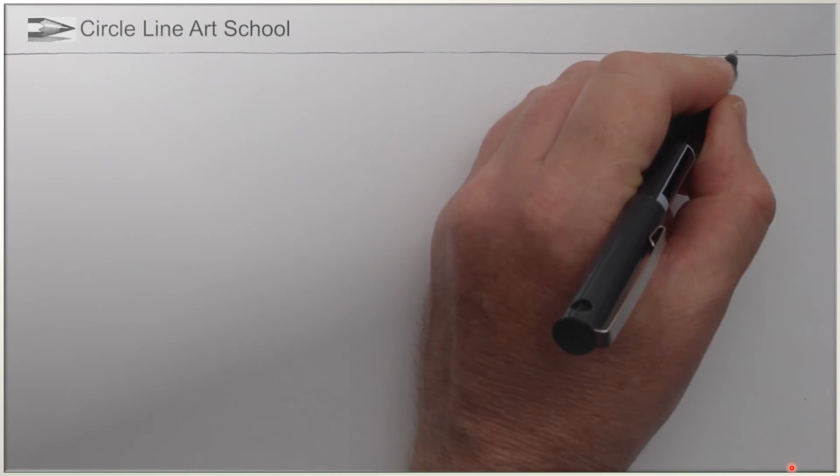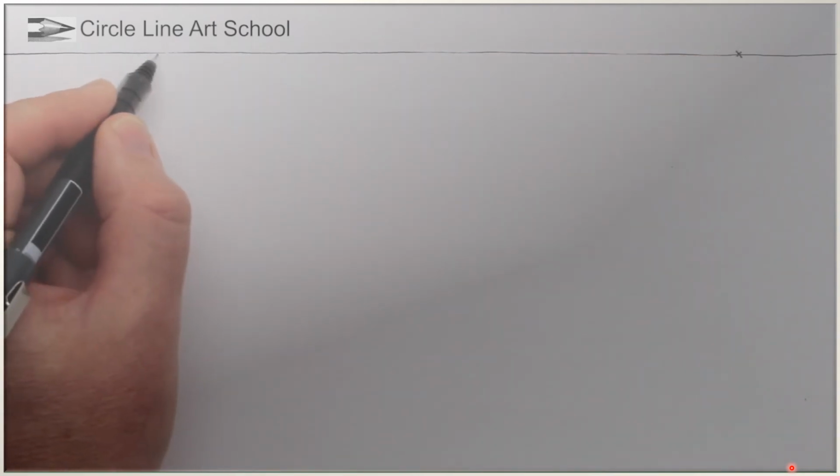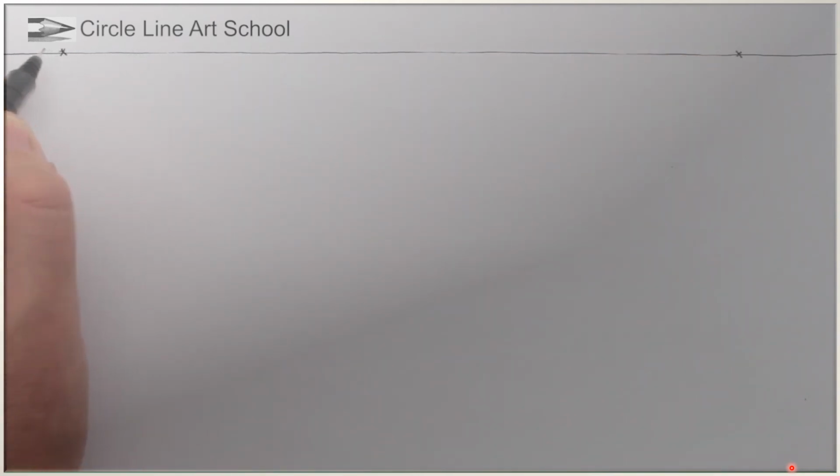Next, we need 2 vanishing points on this horizon line far apart. A vanishing point is a point in perspective where 2 parallel lines will look like they meet if they were to continue. So in this drawing we're looking right and we're also looking left, but we're also looking down.